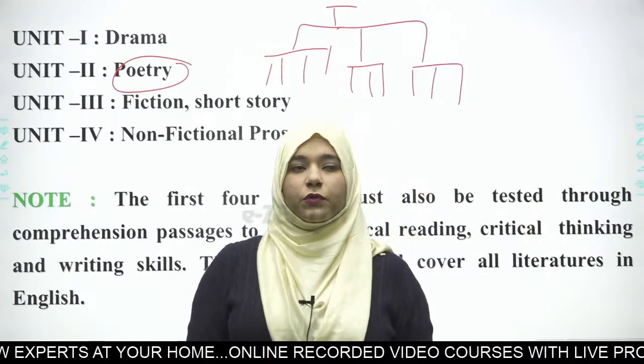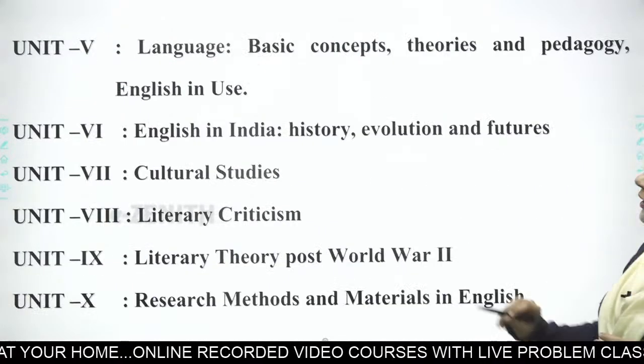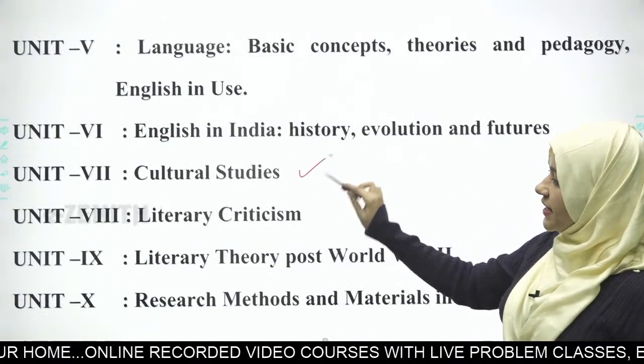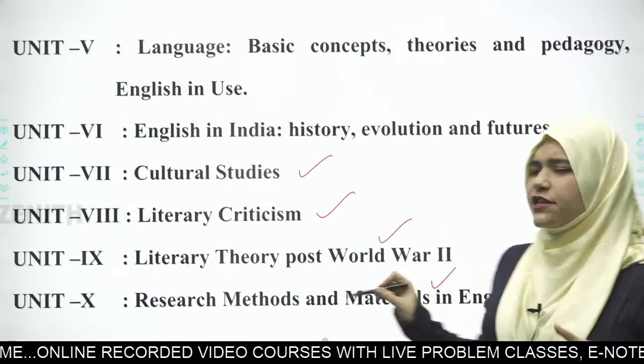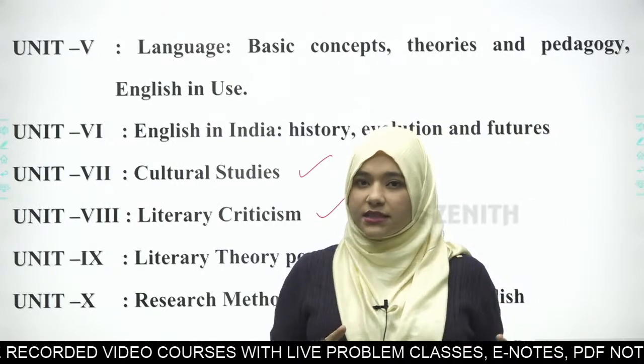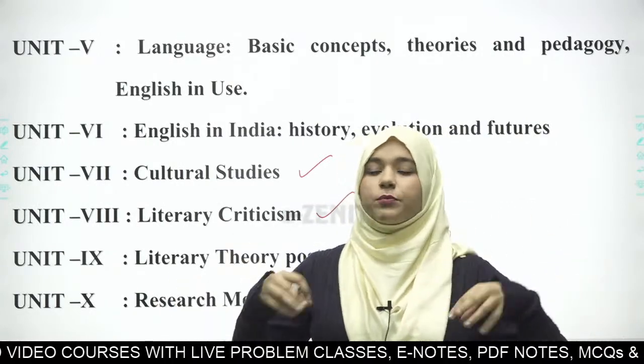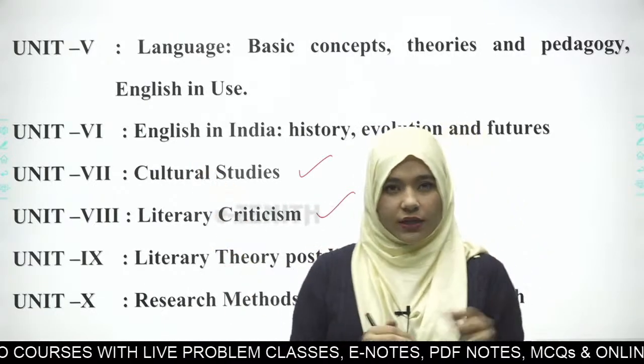Later on, when we move on, specifically if I talk about unit number 7, 8th, 9th and 10th, these 4 are the units which expect an advanced level understanding of literature, and when you have that level of understanding, then only it would be easier for you to understand these 4 units, right?